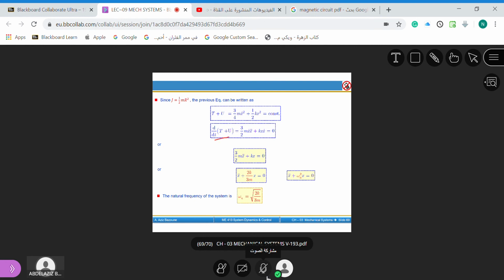If you differentiate with respect to time, you will get 3 over 2 M x dot x double dot plus K x x dot is equal to 0. Or you simplify it in standard form. You write x double dot, always make the coefficient of the second derivative equal to unity, so that you will obtain here omega n square. Try to write it always, Shabab, with the coefficient of x double dot as 1, so that you will get here omega n square. And omega n in this case will be equal to the square root of 2K over 3M, which is the natural frequency of the system.